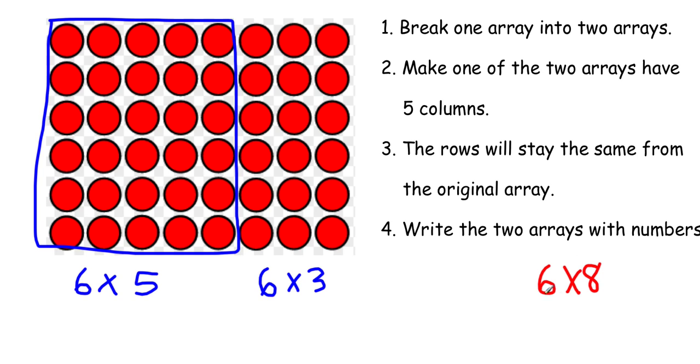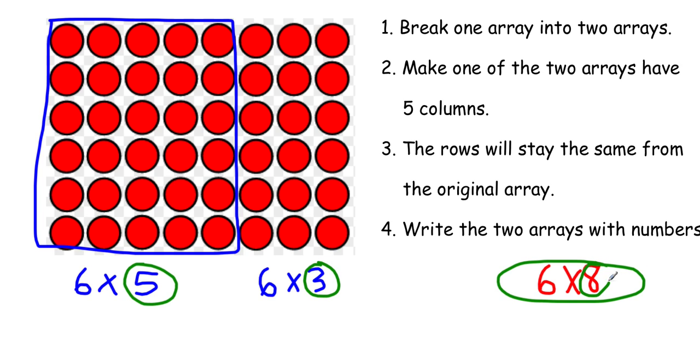Same thing. The original array was 6 by 8. The 6, those stay the same. And then we broke down the columns into 5 and 3. And if you remember, 5 plus 3 equals 8.